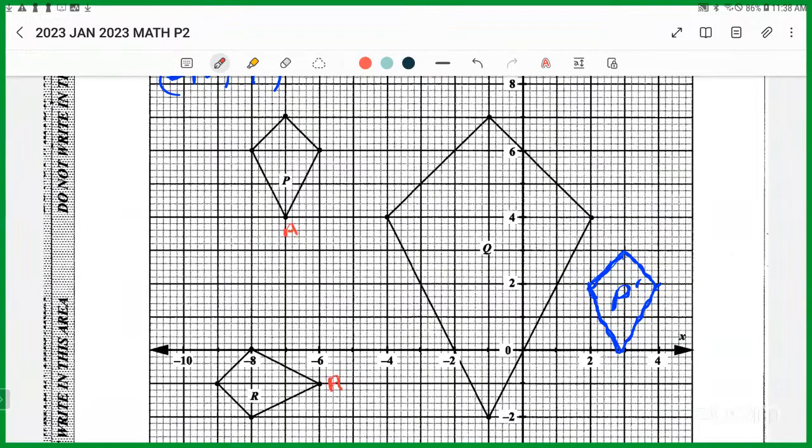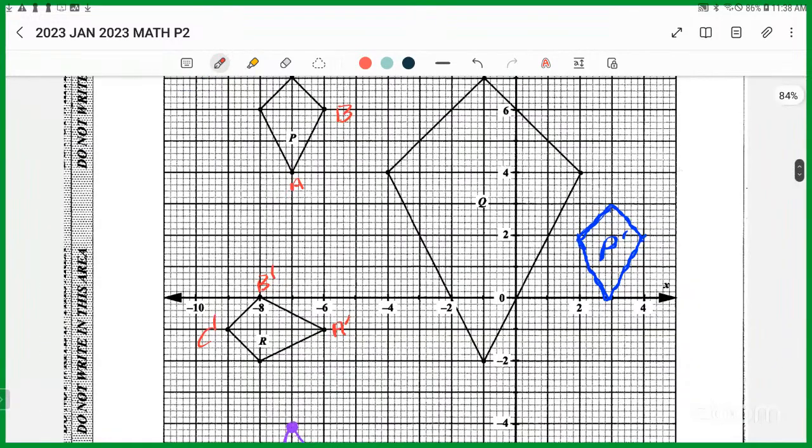A prime. And then now, if you come around the shape to this point, this point will be B, and this will be B prime. So those two are corresponding. This point up here will be C, this will be C prime, and this point down will be D, and this will be D prime. So those are your corresponding points, right?